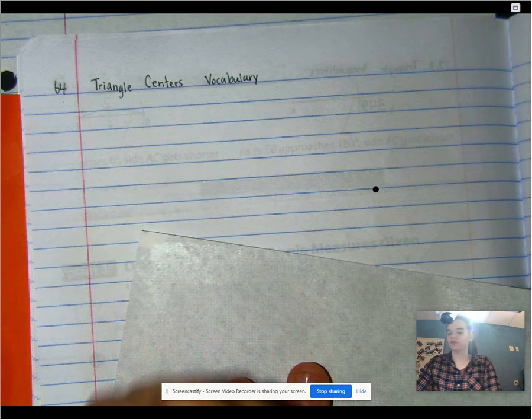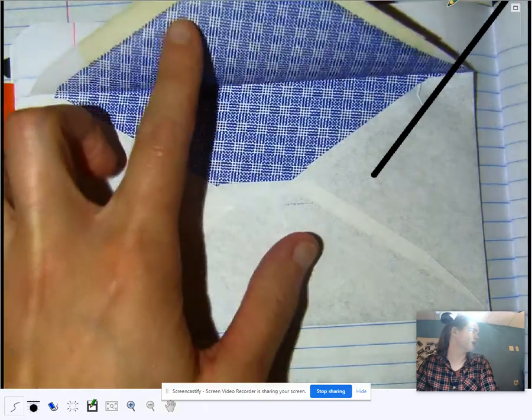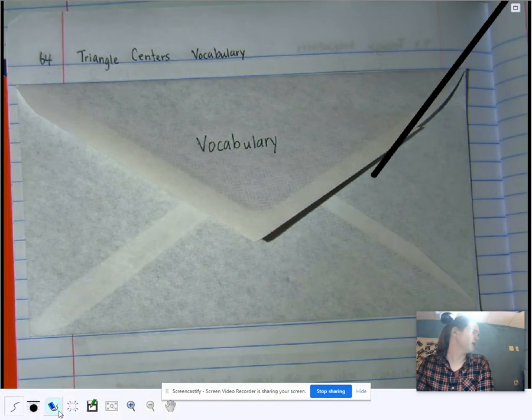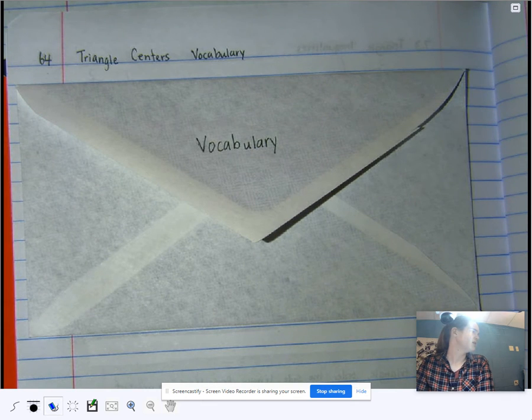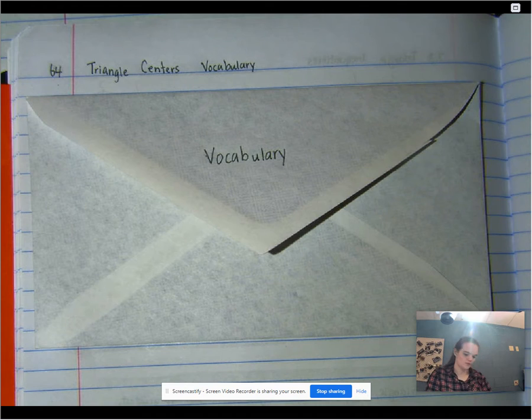Sorry, it froze. And now my mouse isn't working. Okay, so you're going to label this one vocabulary, okay? And it opens up, it's glued in there. Then in that, you are going to put some of the note cards I gave you.